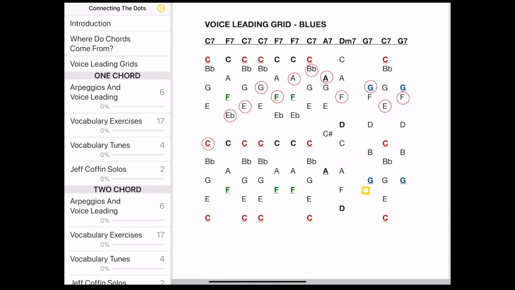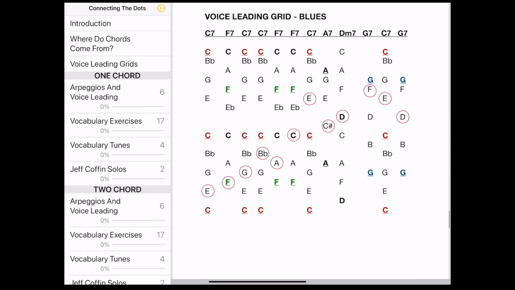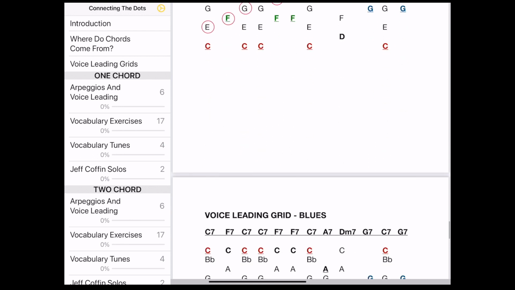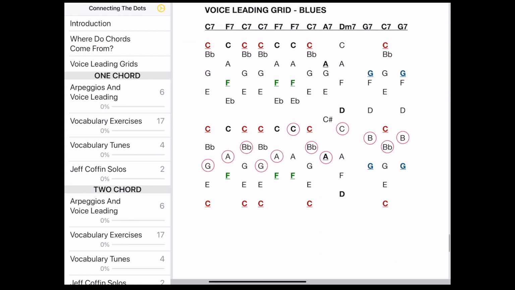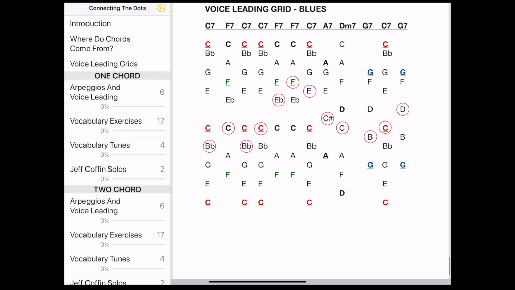So you can see, as I'm going through here, the notes that are circled in red, those are my choices that I made. And so starting on the root, then I went to the 3rd and did the same thing. And again, look at the architecture that's going on here. It's almost like looking at a mountain range. So then I go to the 5th, starting on the G. And then I did it starting on the flat 7th, the B flat.